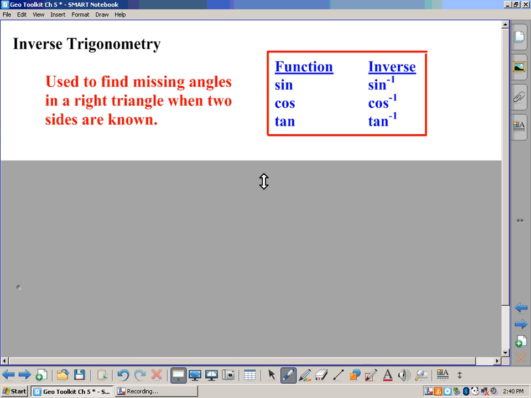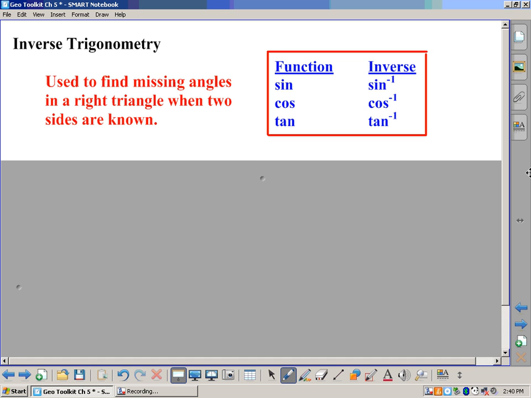All right, well, the next topic we're going to be talking about in our geometry toolkit is called inverse trigonometry. And this is used to find missing angles in a right triangle when the two sides are known. So up till now, either we knew two sides and we wanted to know the third, so we'd use the Pythagorean theorem. We could also, if we knew an angle and a side, find a missing side by using either sine, cosine, or tangent. So now it's a case where we know two sides and we want to know a missing angle.